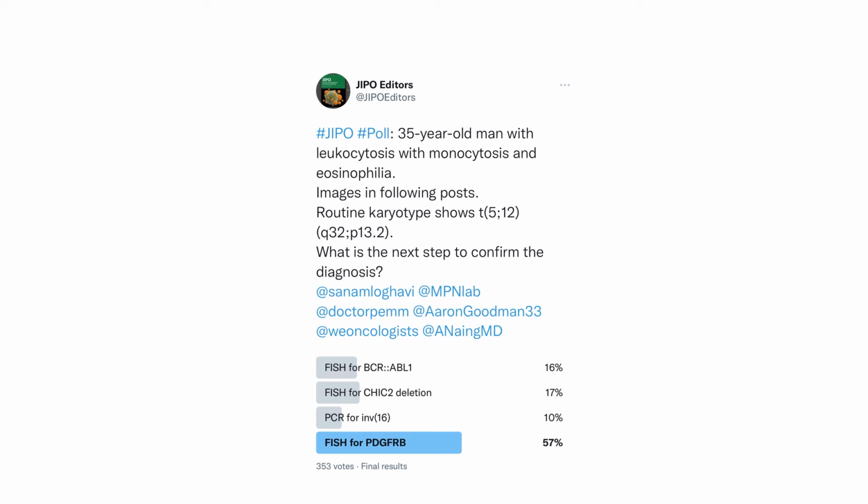But again, with the karyotypic abnormality shown in this case, the correct answer is fluorescence in situ hybridization for PDGFR beta rearrangement. And the reason that recognition of these cases is important is that these neoplasms are highly sensitive to tyrosine kinase inhibitors, such as imatinib, and can essentially be very successfully treated using these agents. So it's important to appropriately identify and diagnose these cases so that the patients can be appropriately treated.